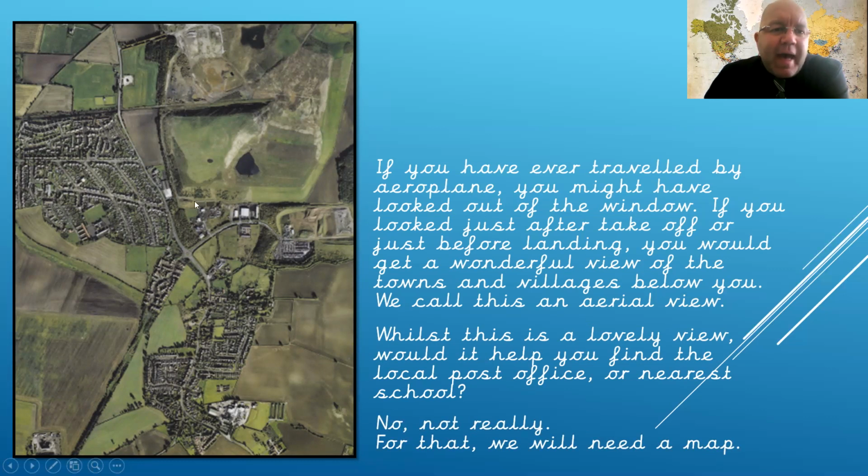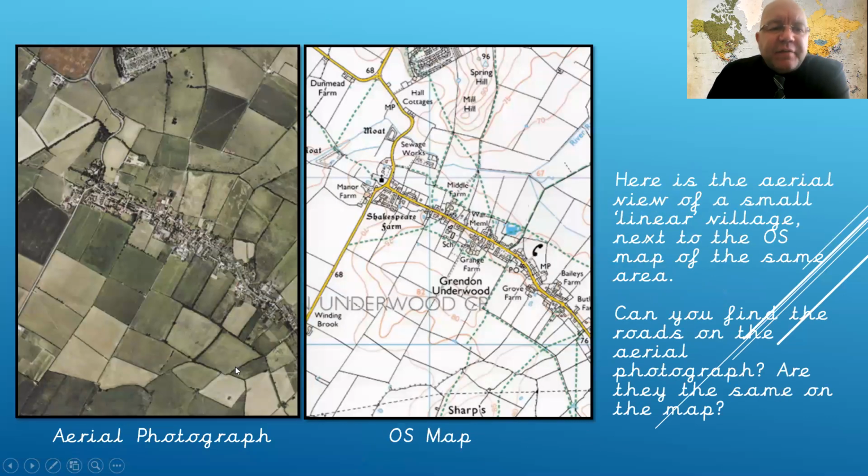So let's compare our aerial views with the maps. Here's our first one. Okay. So here's the aerial view. Here's what it looks like from above. And here's the Ordnance Survey map of the same area. Can you find the roads on the aerial photograph? So on this photograph on the left, can you find the roads and then compare them to the roads on the map? What do you notice?